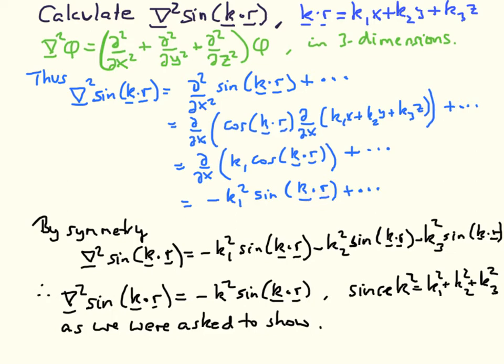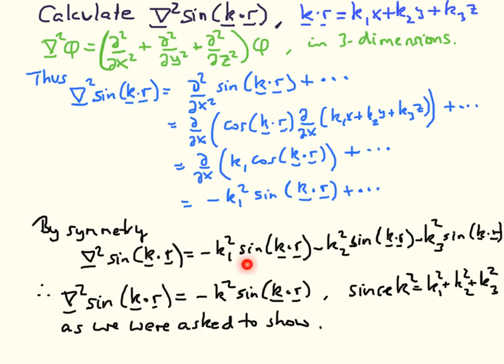Plus, of course, the other terms, but the other terms, I hope it's clear that by symmetry, when we differentiate twice with respect to y, we're going to get minus sine of the scalar product of k and r, but multiplied by k2 squared. And when we differentiate twice with respect to z, we're going to get this, but with minus k3 squared.